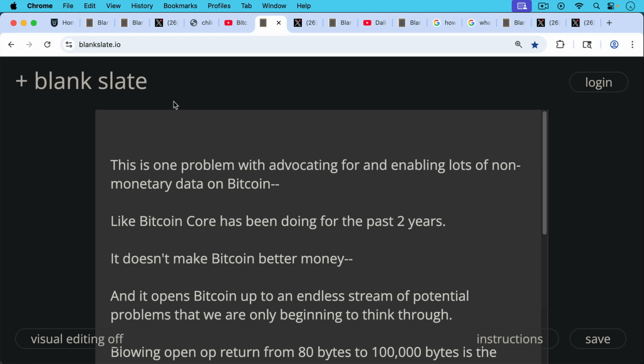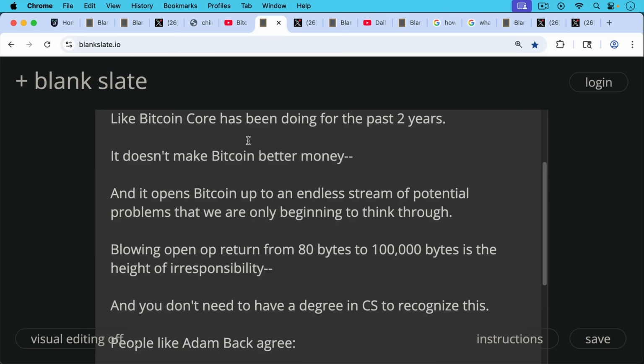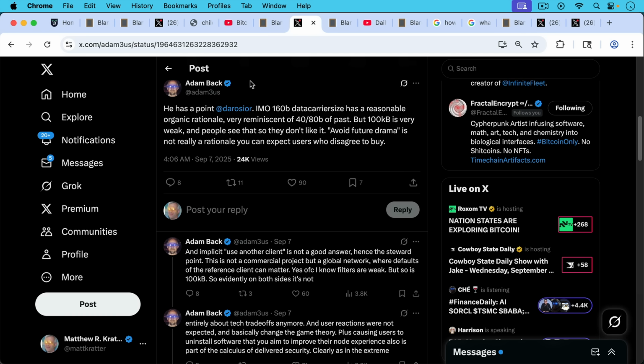This is one problem with advocating for and enabling lots of non-monetary data on Bitcoin, like Bitcoin Core has been doing for the past 2 years. It doesn't make Bitcoin better money, and it opens Bitcoin up to an endless stream of potential problems that we're only beginning to think through. Blowing open OP_RETURN from 80 bytes to 100,000 bytes really is the height of irresponsibility, and you don't need a degree in computer science to recognize this. People like Adam Back, who obviously knows a lot about computer science, agree, as he writes here to Antoine. He has a point. In my opinion, a 160-byte data carrier size, that's referring to an OP_RETURN size, has a reasonable organic rationale, very reminiscent of the 40, 80 byte past, but 100,000 bytes or 100 kilobytes is very weak, and people see that, so they don't like it.